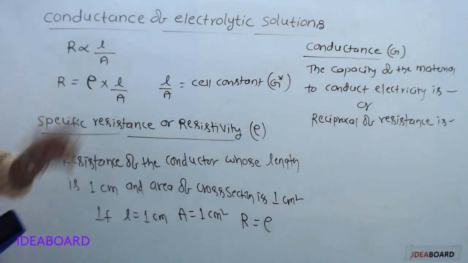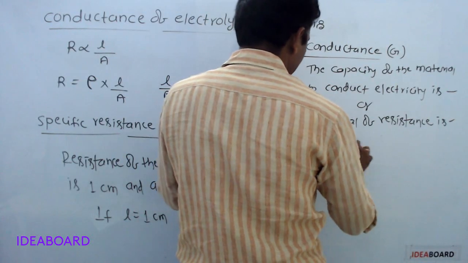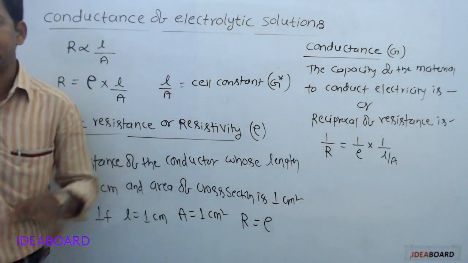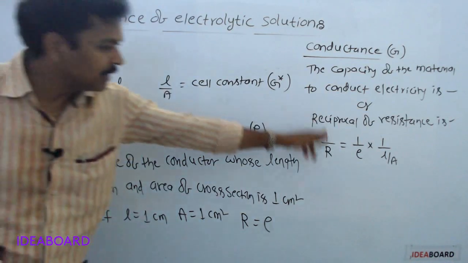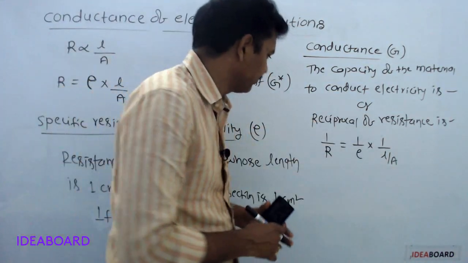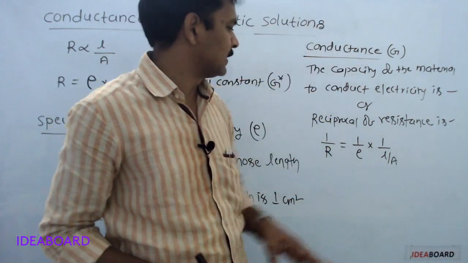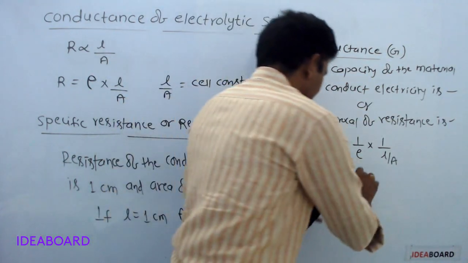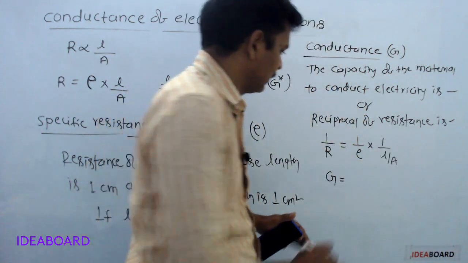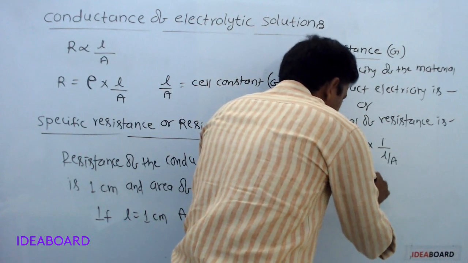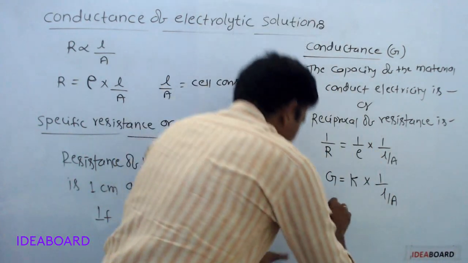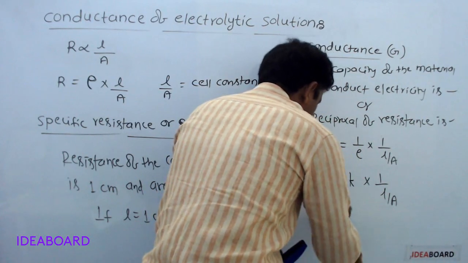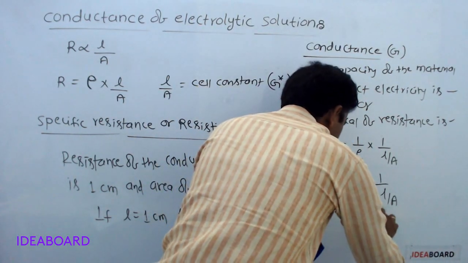Reciprocal of resistance is nothing but 1 by R. R is equal to rho into L by A. Then 1 by R is equal to 1 by rho into 1 by L by A. This 1 by R is nothing but conductance, so 1 by R is G. This 1 by rho is nothing but K, kappa, into 1 by L by A. Kappa is equal to G into L by A.